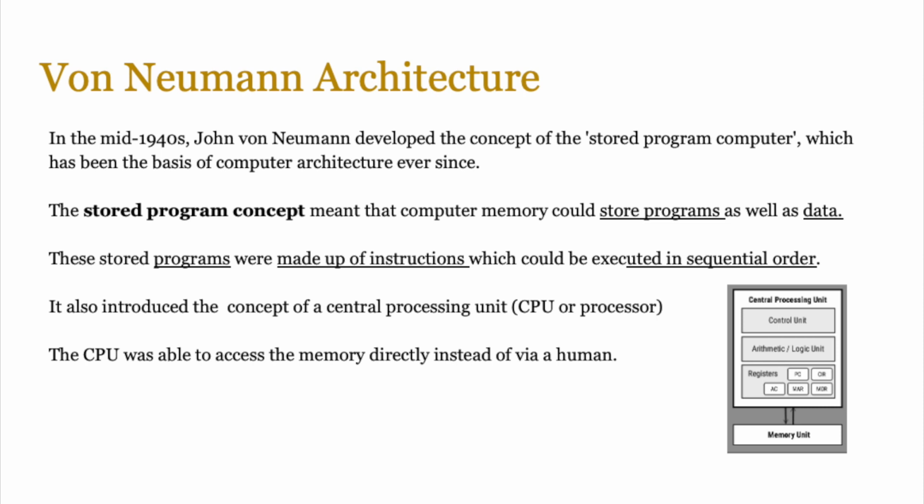In the mid-1940s, John von Neumann developed the concept of the stored program computer, which has been the basis of computer architecture ever since. Now, the stored program concept basically meant that the computer memory could store programs as well as data. So it wasn't the punch cards or the data, it was both of them together. Now, these stored programs were made up of instructions which could then be executed in a sequential order, one after the other. It also introduced the concept of a CPU, and the CPU was able to access the memory directly instead of via a human, so there was no human being involved. And that was quite amazing for that particular time.